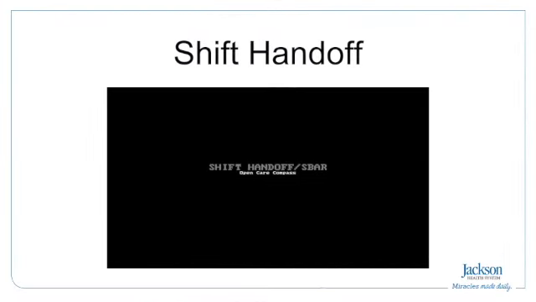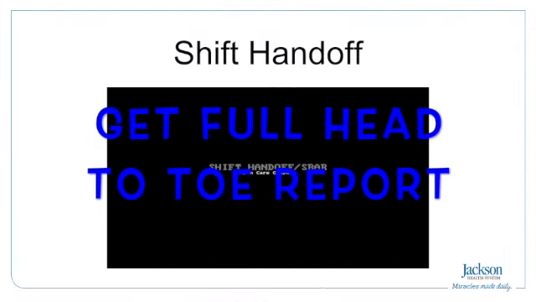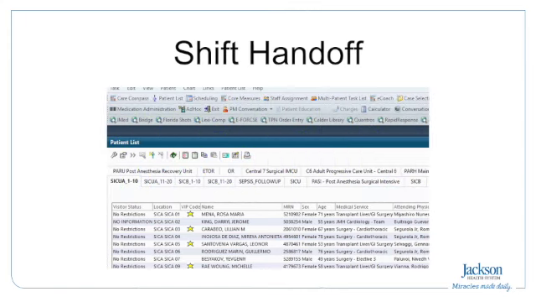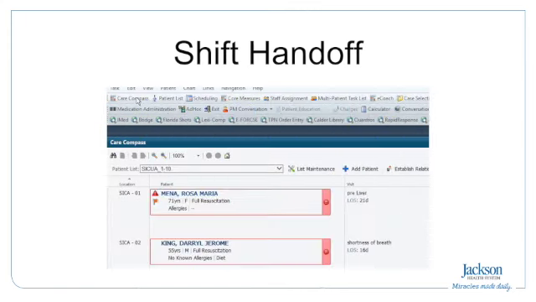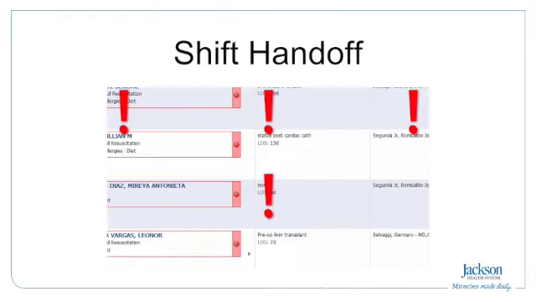Okay, so we're going to start first thing at change of shift. You're going to get full report for your patient. Then you're going to open your Care Compass. You can find the Care Compass tab at the left side of your navigator bands. You're going to pick your patient and click on those red exclamation marks that you will see.